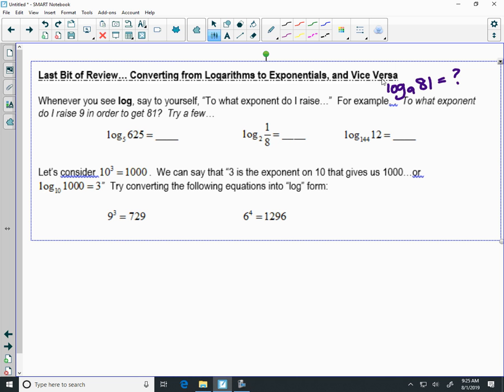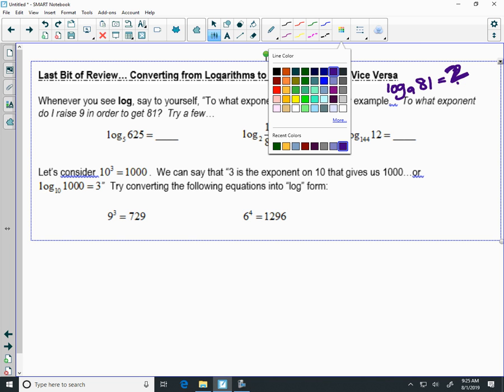So log base 9 of 81, really just think of it as a question. 9 to what power gives me 81? And it would be 9 squared. So that question mark actually can turn into a 2. All right, let's do some problems that are actually on the paper for you.